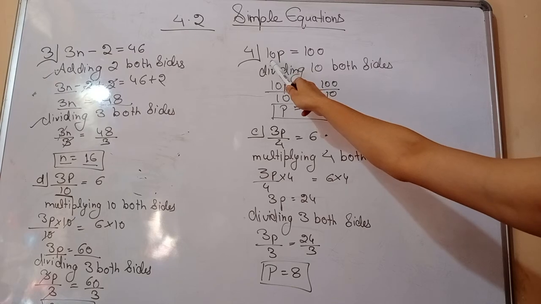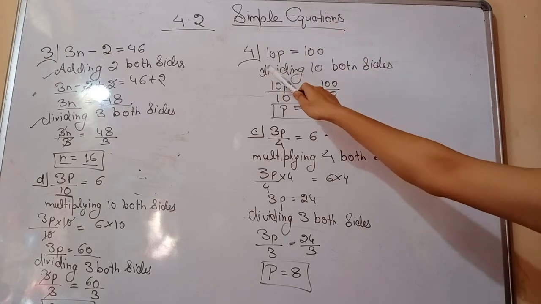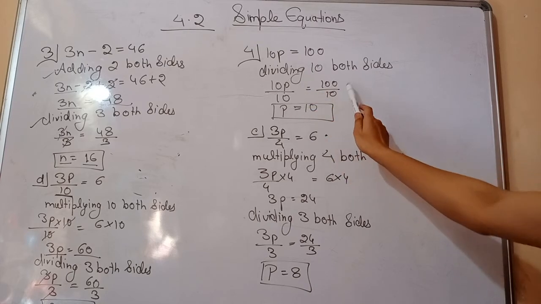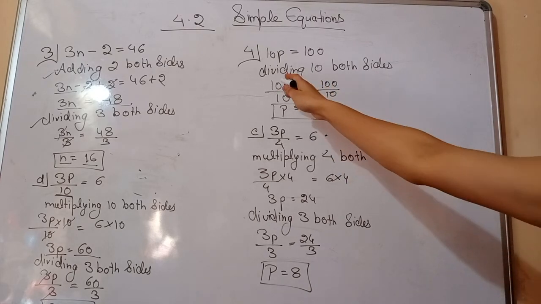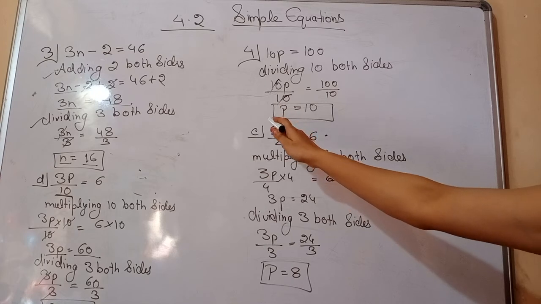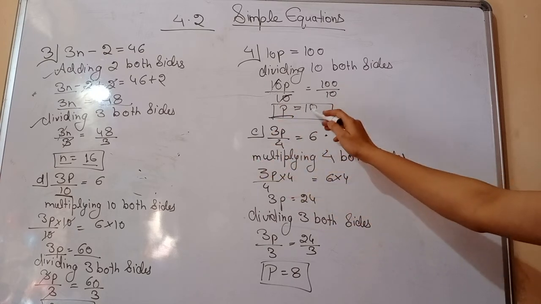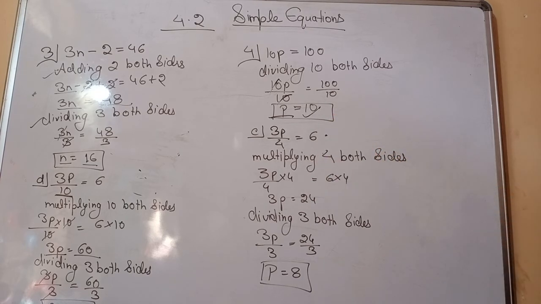10 is in multiplication, so we will use the divide operation. So dividing 10 on both sides, 10p divided by 10, 100 divided by 10. Here you can see 10 and 10 cancel out. What is remaining left? Remaining left is p, and here 100 divided by 10, 10 tens are 100. So what is the answer? 10. Means for this equation what is the solution? Solution is 10.